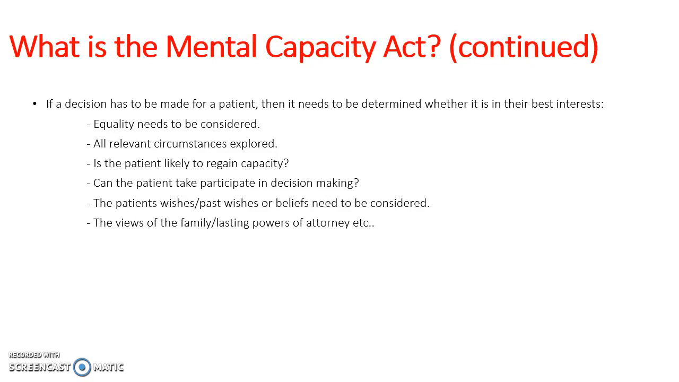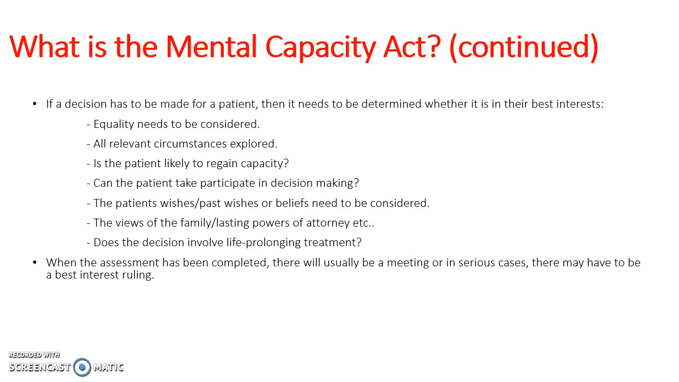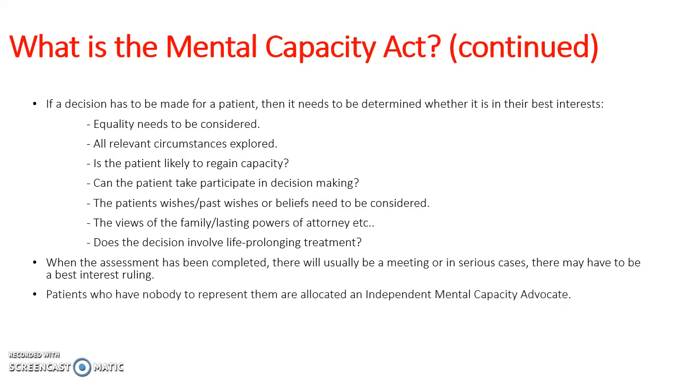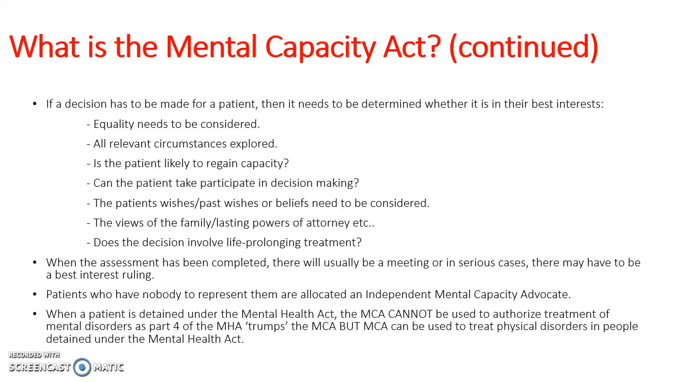There also needs to be the consideration of the views of the family or the lasting powers of attorney. Does the decision involve life-prolonging treatment? If so, then it really needs to be considered seriously. When the assessment has been completed, there will usually be a meeting, or, in serious cases where there's a lot at stake, there may have to be a best interest ruling. Patients who have nobody to represent them are allocated an independent mental capacity advocate.